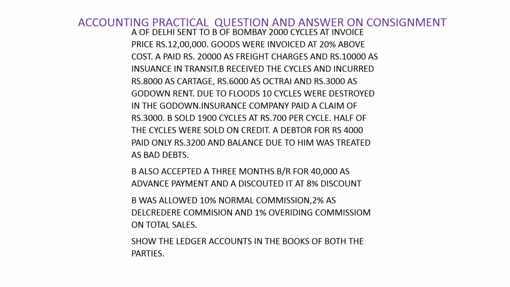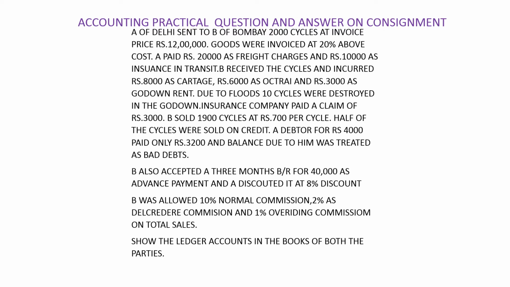B received the cycles and incurred rupees 8,000 as cartage, rupees 6,000 as octroi and rupees 3,000 as godown rent. Due to floods, 10 cycles were destroyed in the godown. Insurance company paid a claim of rupees 3,000.